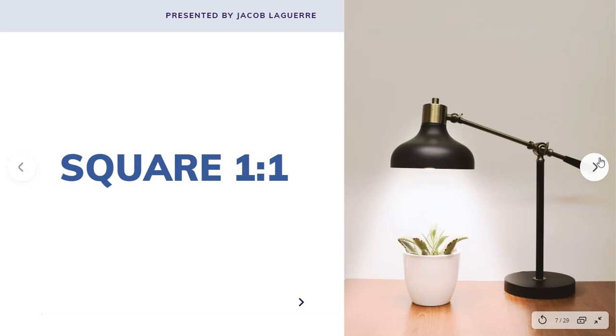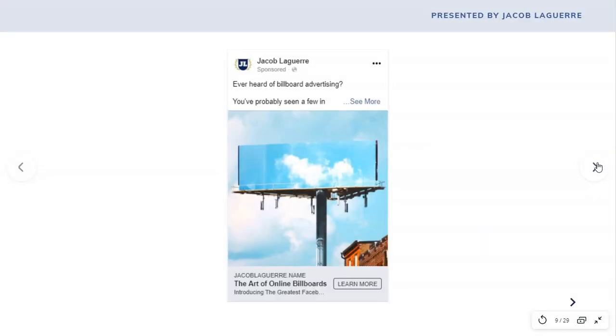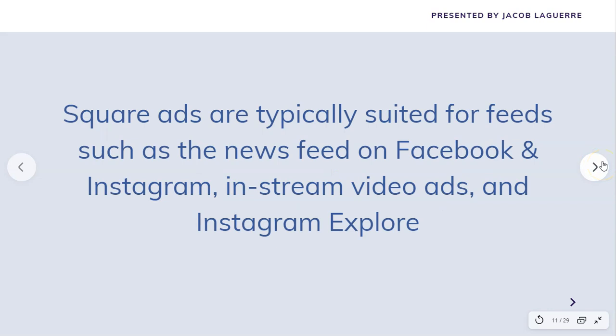The first image size we're going to be going over is the square, or the 1:1 aspect ratio. Essentially this is just an ad that's a perfect square, all sides equal. Pretty straightforward. This is an example of what a square ad would look like. As you can see, it's clearly a square, and that's pretty much all there is to it. The recommended size for your square image is 1080 by 1080, in either JPG or PNG format. Square ads are typically suited for feeds such as the news feeds on Facebook and Instagram, as well as in-stream video ads, as well as Instagram Explore.